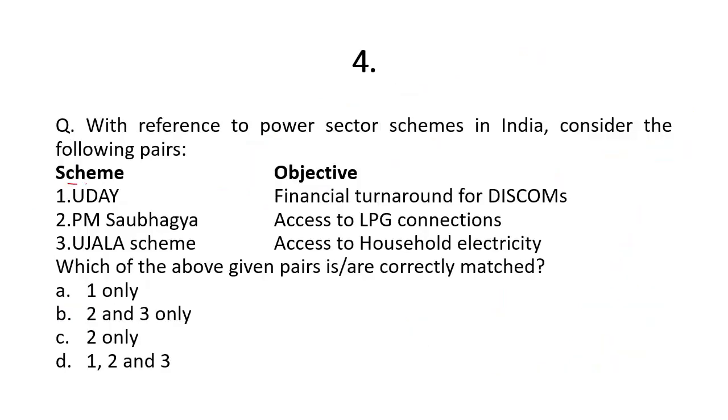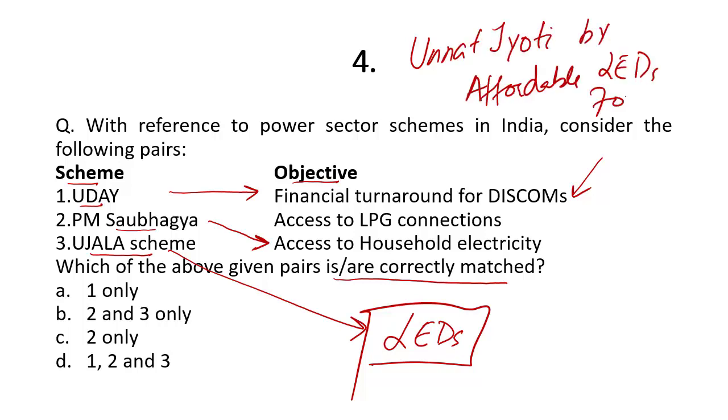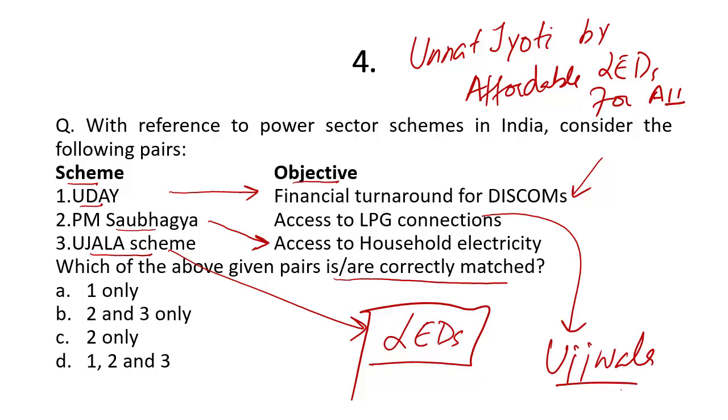Question number 4, here is a scheme, here is the objective. So which of the above pairs are correctly matched? Uday scheme is for financial turnaround of discoms, electricity distribution companies, correct? PM Saubhagya is basically access to household electricity. Ujala scheme is basically to provide LEDs. Ujala is basically Unnat Jyoti by Affordable LEDs for All. Access to LPG connections, for that there is another scheme called Ujjwala. So which of the above pairs are correctly matched?